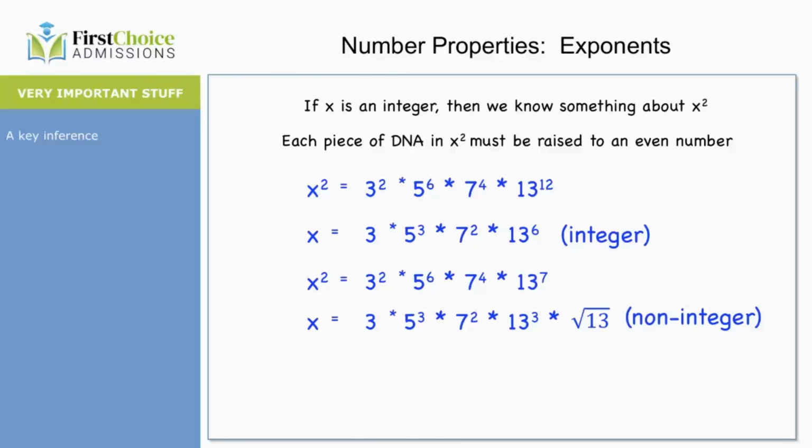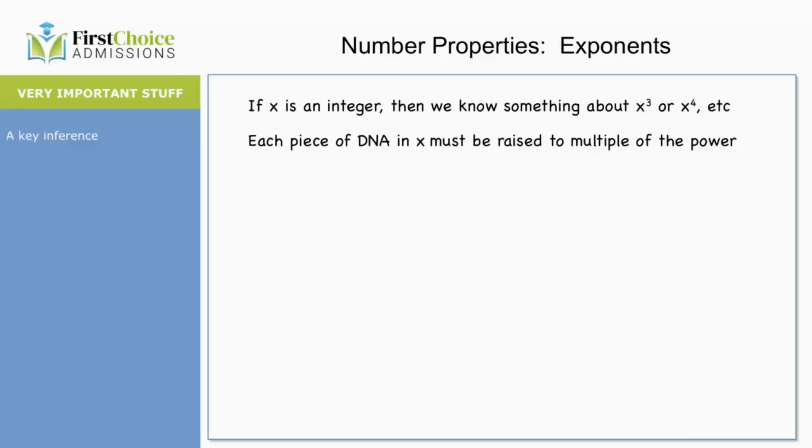Now, the good thing about this inference is it's very powerful because it's not true just about x squared. This also works for x cubed or x to the 4th or x raised to whatever. The rule is that each piece of DNA in x must be raised to a multiple of whatever power x is raised to. That's the only way to make sure that x is an integer. I know that sounds more complicated in English. It's actually fairly intuitive when we look at it in math.